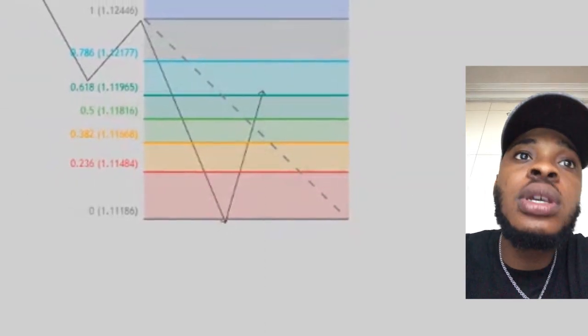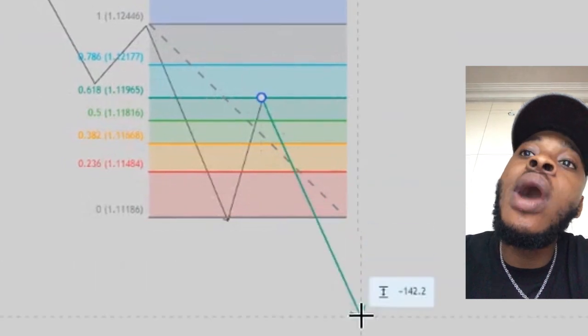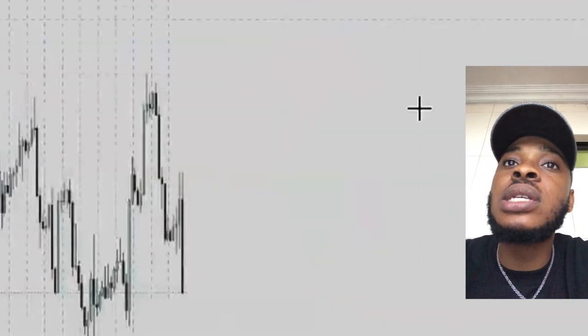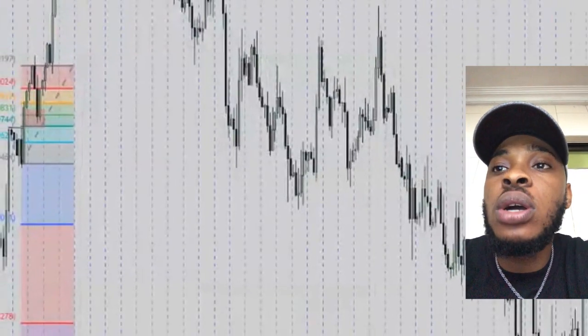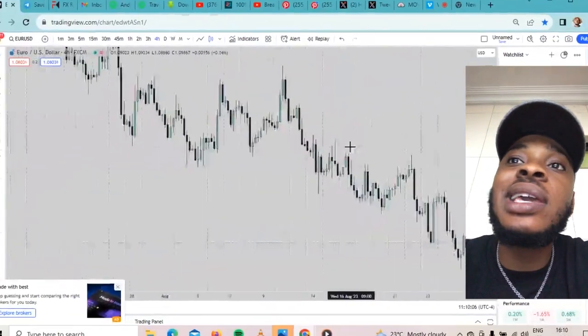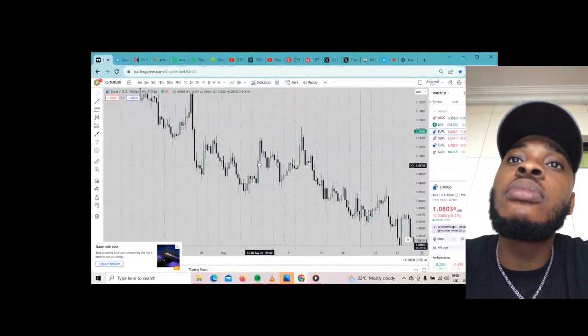That's what you're going to use, and you need to go and backtest this. So let's go right on the chart and see where this works. Now I can't say it works every single time, but I think most of the time, yes.